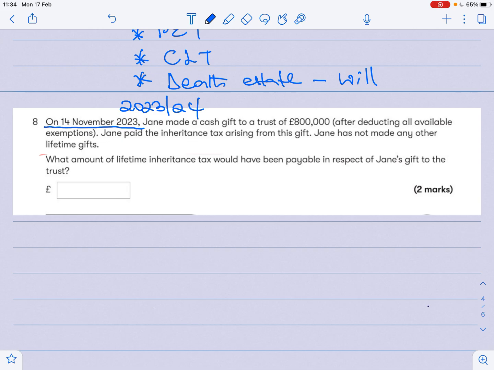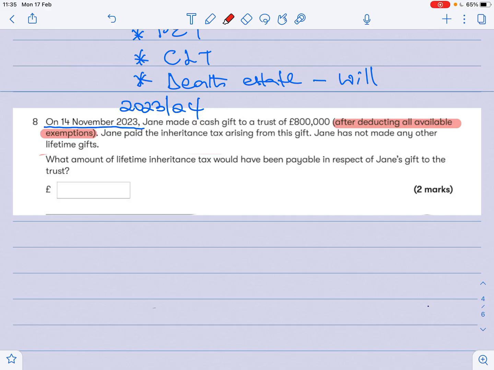a trust, and the value of this gift is £800,000. Okay, this is one of the things that I was talking to you about in the note. So it says that this £800,000 is after deducting all available exemptions. Okay, so what's that telling us? So this is saying that all the exemptions, such as small gifts exemption, marriage exemptions, expenditure, non-expenditure of income, and all of that, they've been deducted.